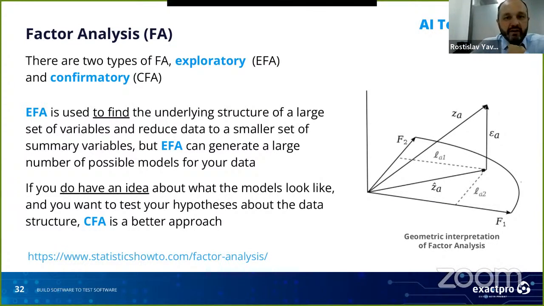There are two different types of factor analysis. The first one is used if you don't have any idea about your data. Sometimes you may have some ideas about what the factors look like, and then you apply a different modification of this analysis. But again, I suggest you read some specific literature. This is a very powerful technique, but it really requires some mathematical background.